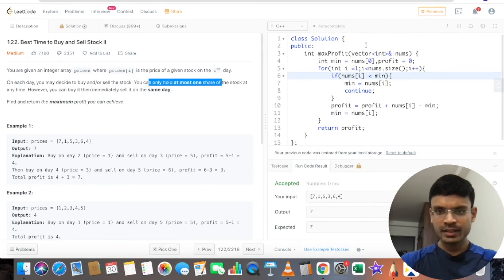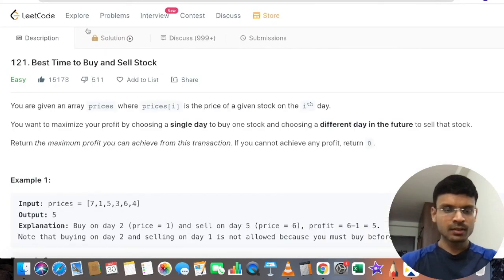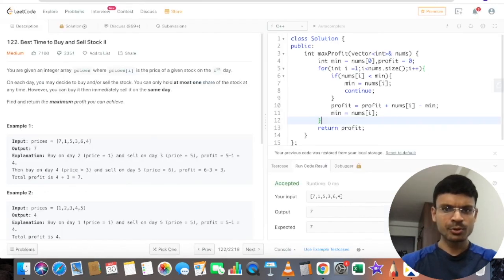yeah, so here I have written this code already. The code is very much similar to the solution for the problem Best Time to Buy and Sell Stock, in which we were allowed to buy and sell only once. So the solution is very much similar. We are initializing the min value as the first value of the array and starting the loop from the first index till the last index of the array. And if the current index value is less than the minimum, I am updating the min value, right?